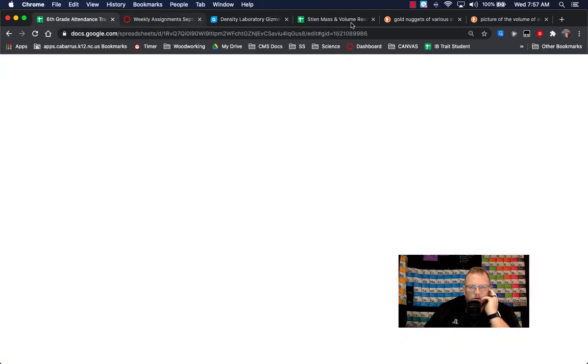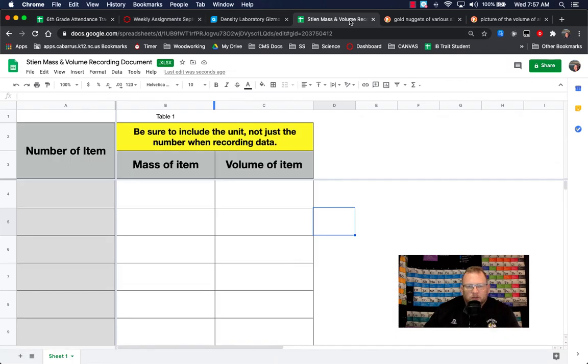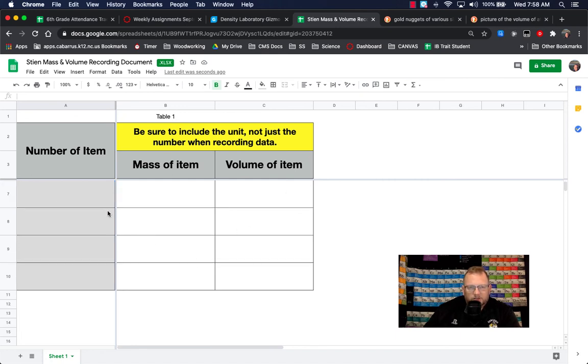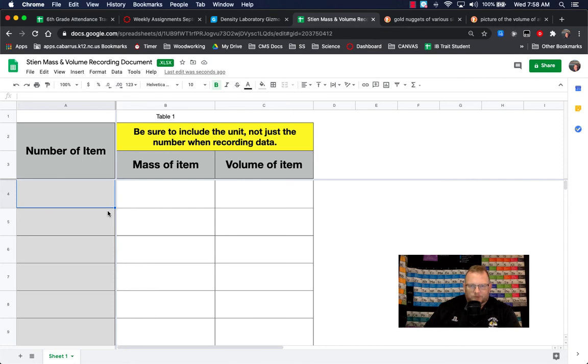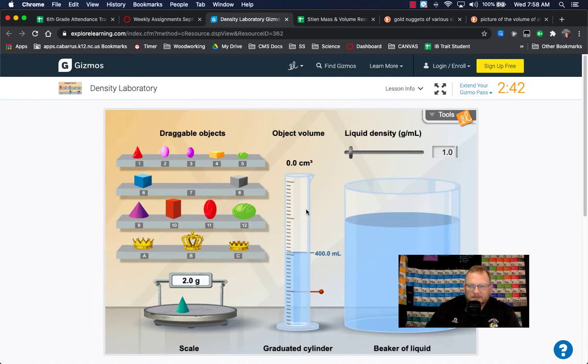So you're going to write down on your recording document the number of the item. So I did number 7, the mass of the item, and make sure you include the unit. So 2 grams. And then the volume, 21 milliliters. So make sure you're recording that. You're going to do 7 items. You got 5 minutes to do 7 items. You should be able to complete that task.